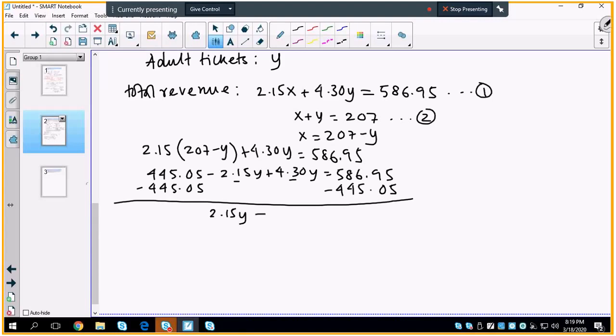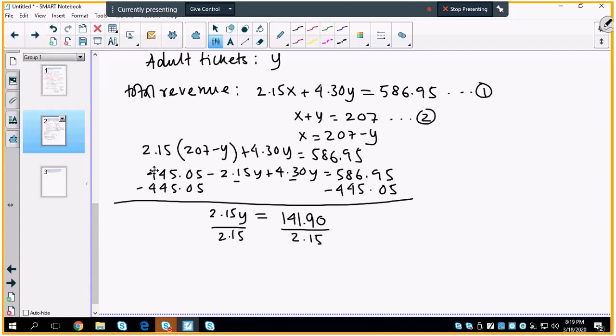Should be equal to 5 minus 5 is 0, 9 minus 0 is 9, 6 minus 5 is 1, 8 minus 4 is 4, 5 minus 4 is 1. So 141.90. Then I divide both sides by 2.15. It will solve it for the value of y.